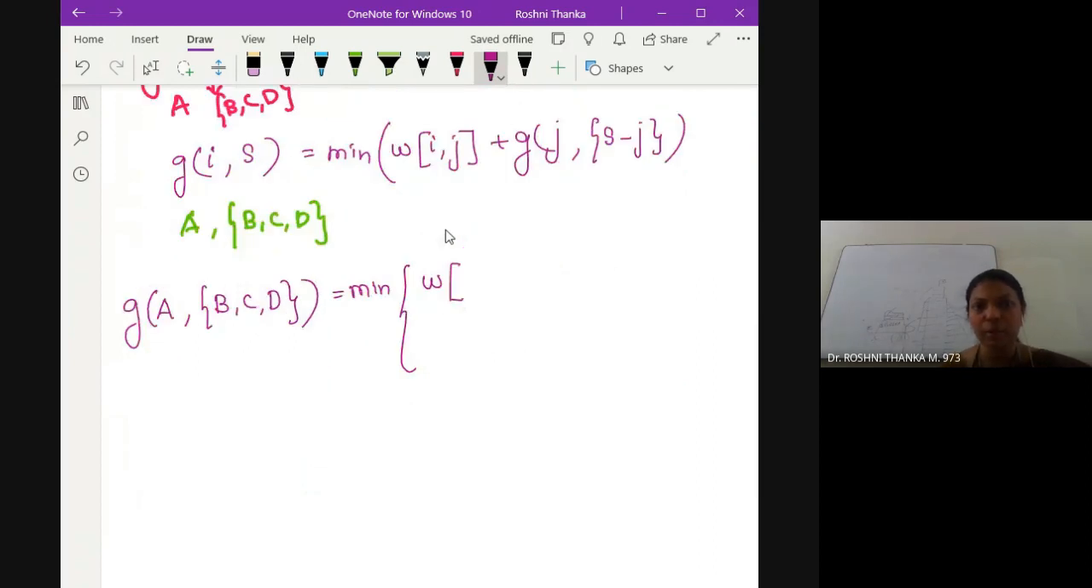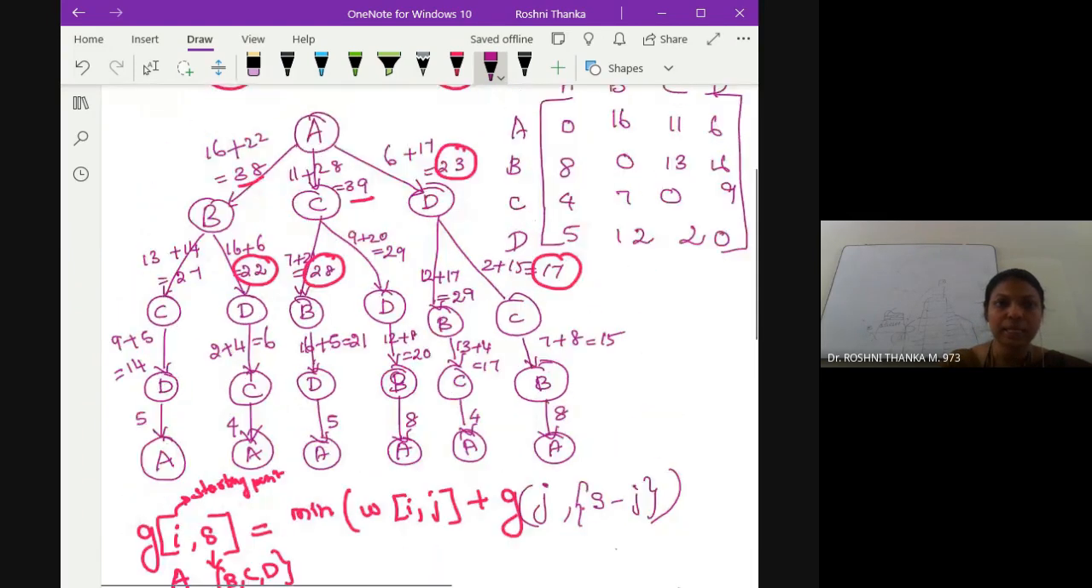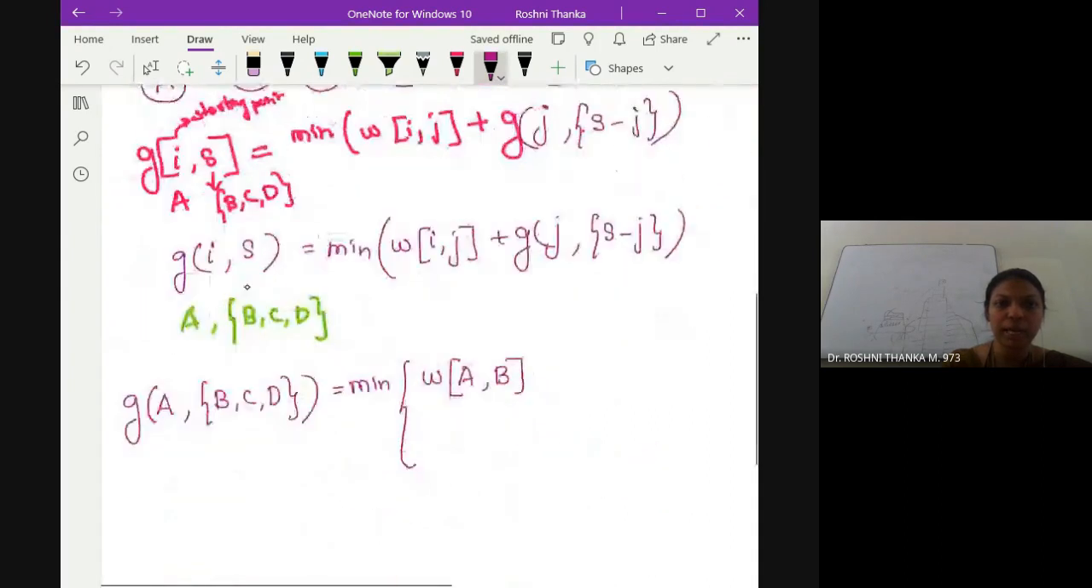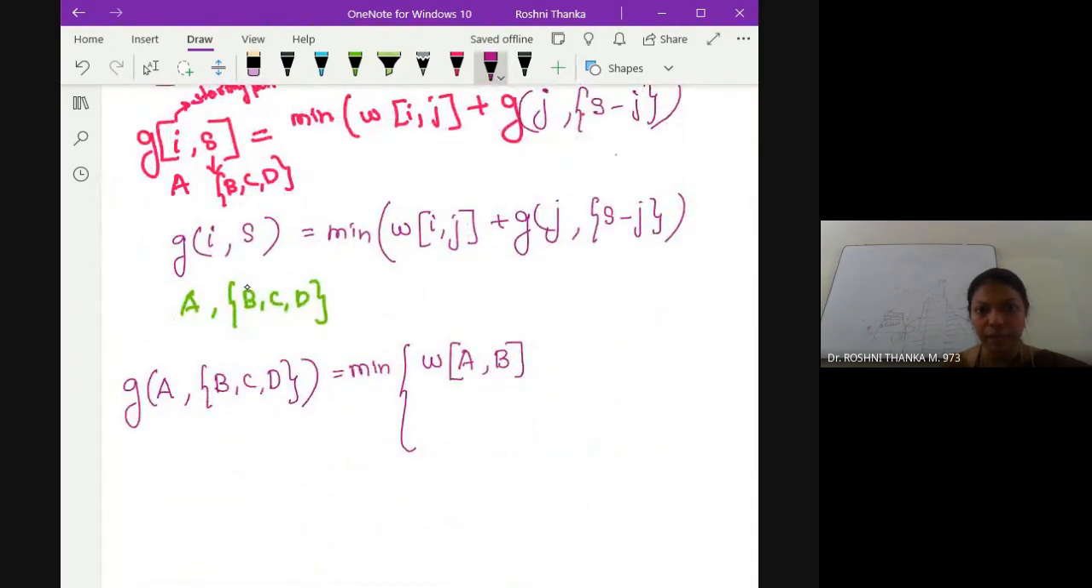So the cost of moving, let me first move from A to B. So first we chose this path. Let us consider A to B. Then according to the formula, the starting point is A, then we reach city B plus again a function called G of. Now the salesman is in location B, and what is the set he has to visit now? Already A is visited, B is also visited. So the rest is C and D. Okay, this is one case.